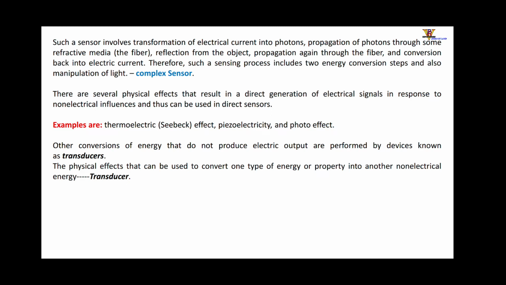Other conversions of energy that do not produce electrical output are performed by a device known as a transducer. As we discussed in previous lectures, the transducer is only a type of energy converter circuit. The physical effects that can be used to convert one type of energy or property into another non-electrical energy may be termed transducers. We already know the difference between the transducer and the sensor.